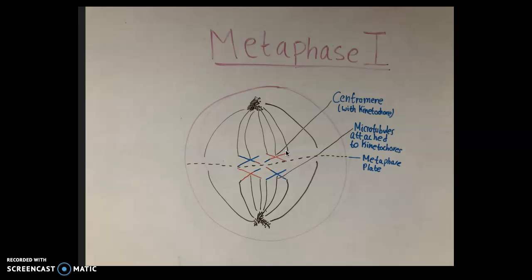The next stage is metaphase 1. In metaphase 1, pairs of homologous chromosomes are now arranged at the metaphase plate with one chromosome in each pair facing each pole. Both chromatids of one homolog are attached to kinetochore microtubules from one pole.